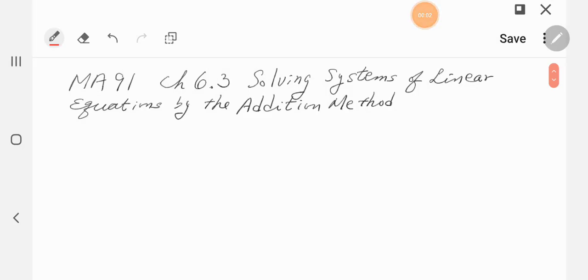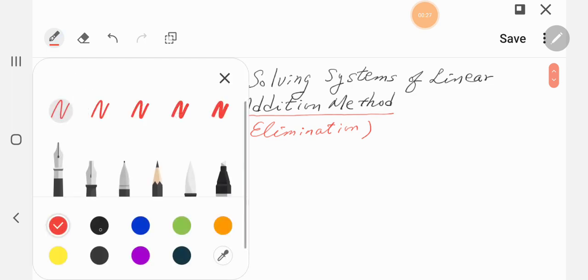Chapter 6.3, solving systems of linear equations by the addition property, the addition method. This addition method means that when we add two equations, we will eliminate one of the variables. So this is the same as the elimination method.